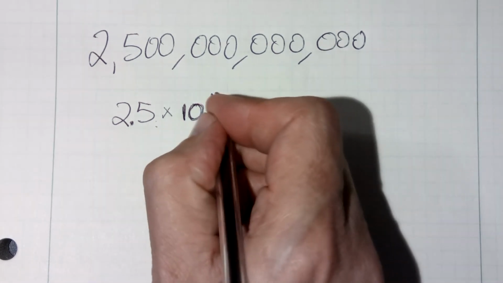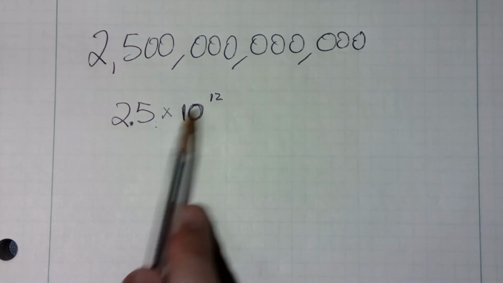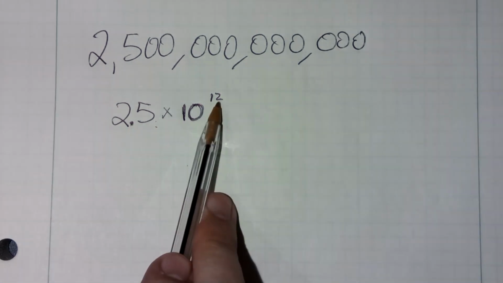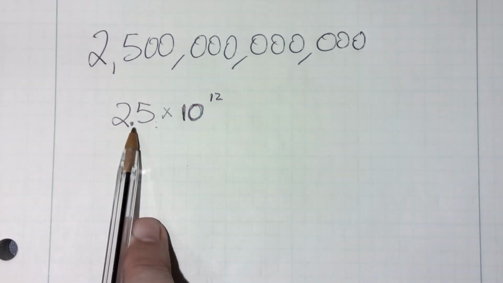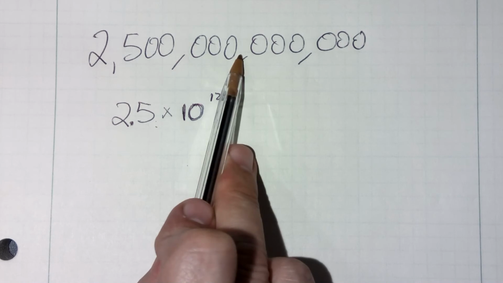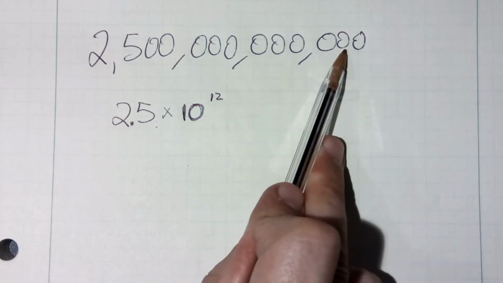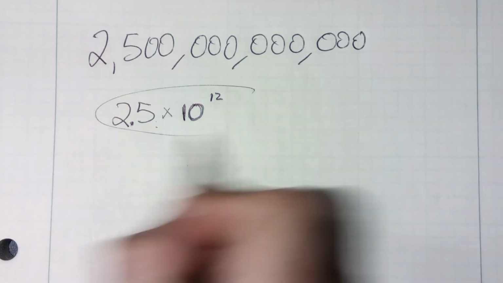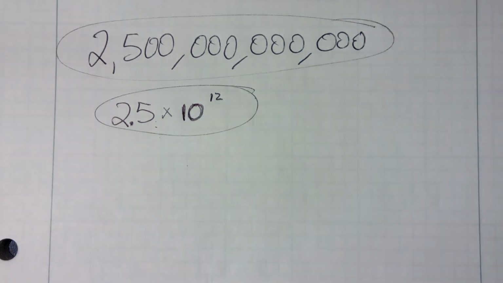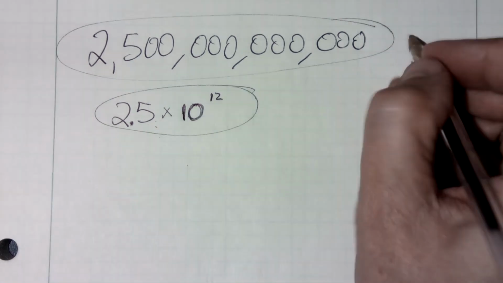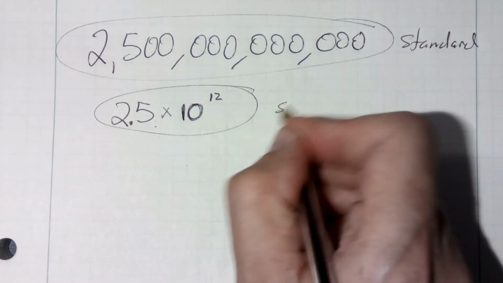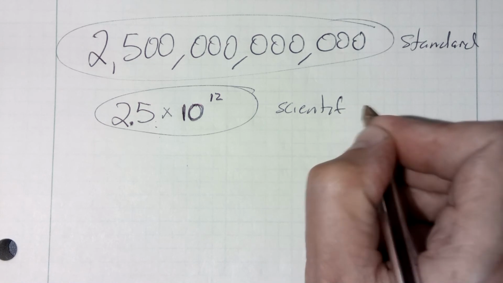And that exponent means that I'm going to times this 2.5 by 10 12 times, or move this decimal over 12 times. 1, 2, 3, 4, 5, 6, 7, 8, 9, 10, 11, 12. This number is the same as this number. It's just written in a different form. The top form is called the standard form. The bottom form is called scientific notation.